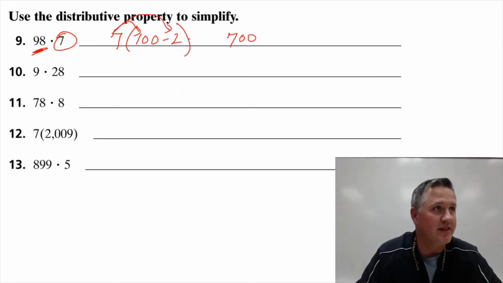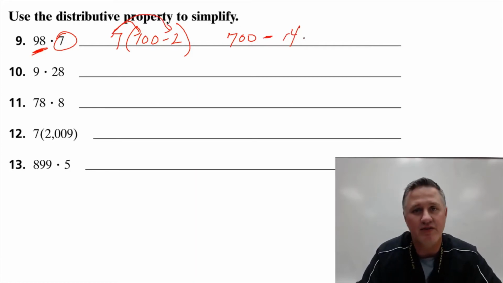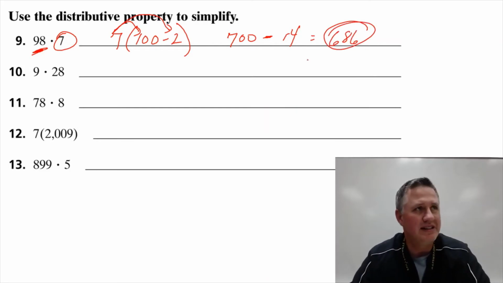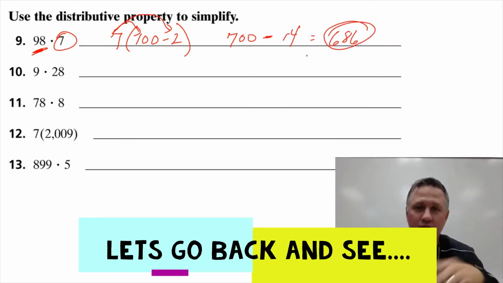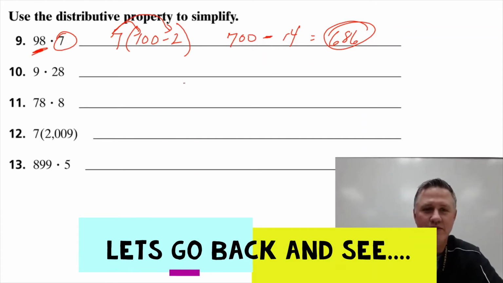All right. 7 times 2 is 14. And then you could subtract those 2, right? 700 minus 14 is, I like to subtract 10 and then subtract 4 more. Oh, okay. And you get 686. Is that what you said? Yes. I don't know. I said either 686 or 684. We could rewind that and check that. All right. But let's move on.